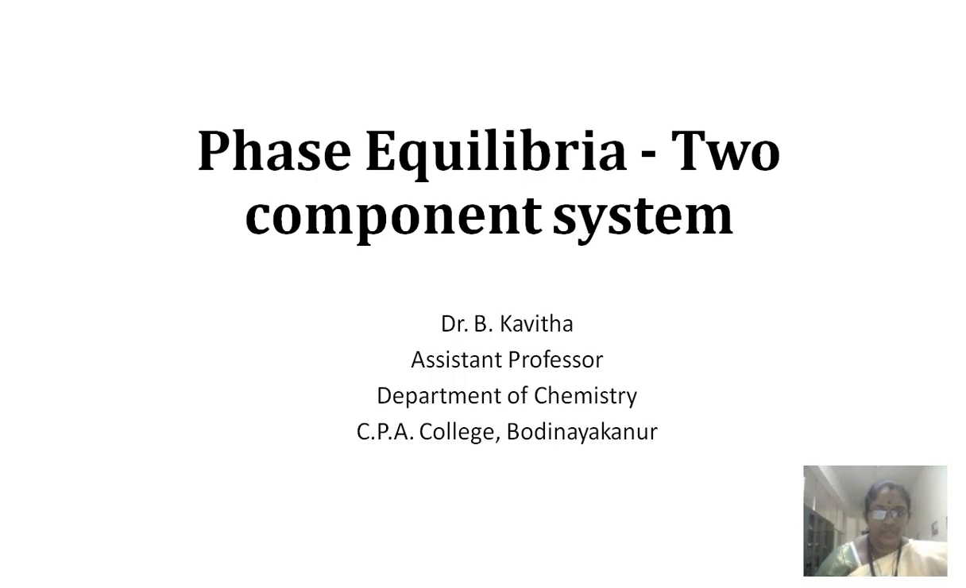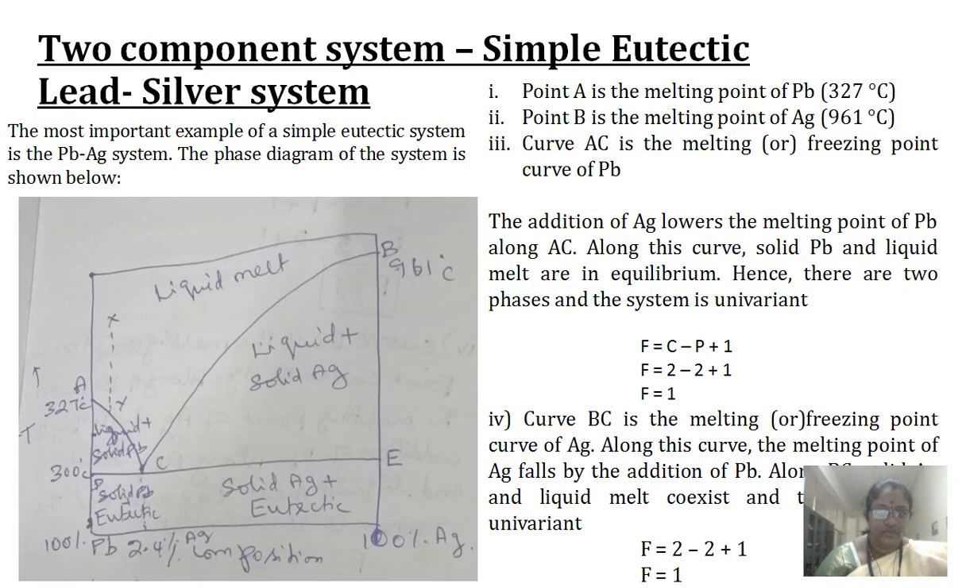Good morning. We will see about two component system in phase rule. The most important example of a simple eutectic system is the lead silver system. The phase diagram for lead silver system is given below.